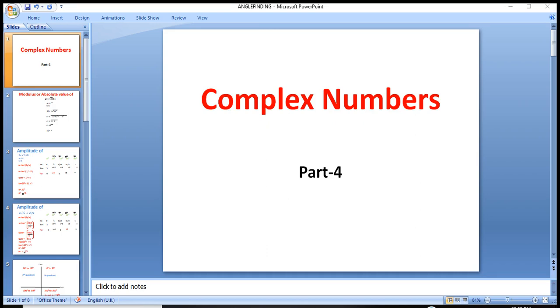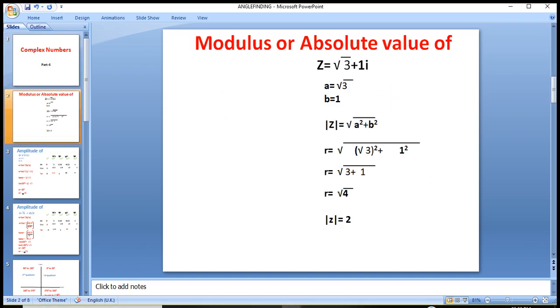Let's start. We have learned about complex numbers. We have learned how to find the modulus or absolute value. Now we learn again with another complex number, z equal to root 3 plus 1 iota. We know a equals root 3. We put the first value into a, and then square it, root 3 whole square. The root 3 square is 3, plus 1 is 4, and the root of 4 is 2. So the modulus of z is 2.